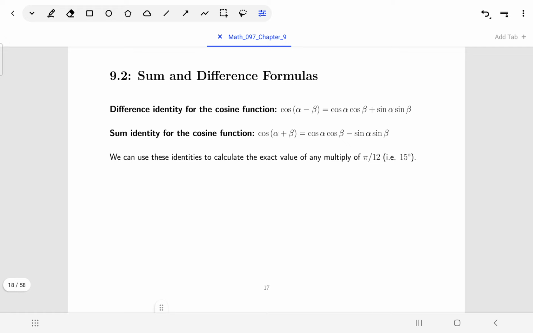Welcome back. In this section, we're going to be looking at the sum and difference identities for sine, for cosine, and for tangent. These identities have lots of uses. One of the most obvious uses, though, is that with these identities, we'd be able to find sine, cosine, and tangent of any multiple of 15 degrees, of pi over 12. So let's show you an example of that.